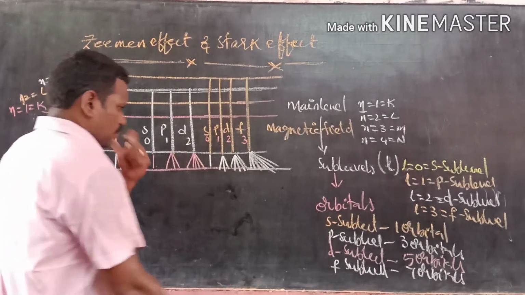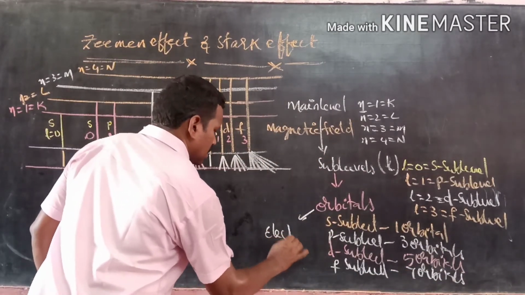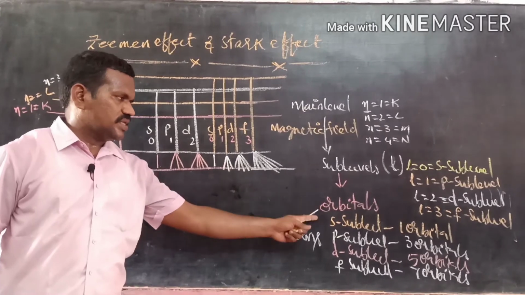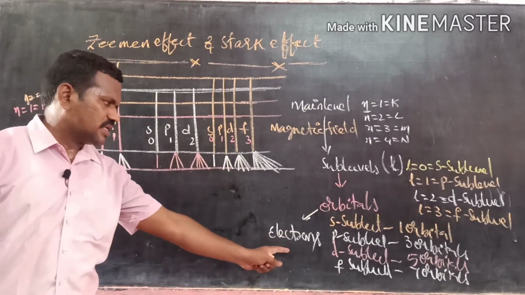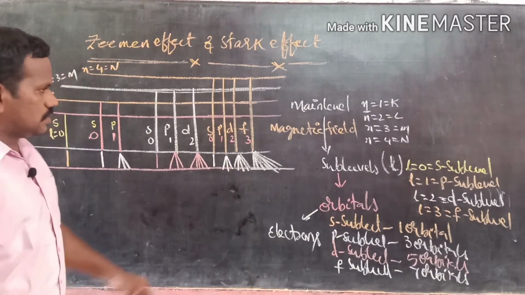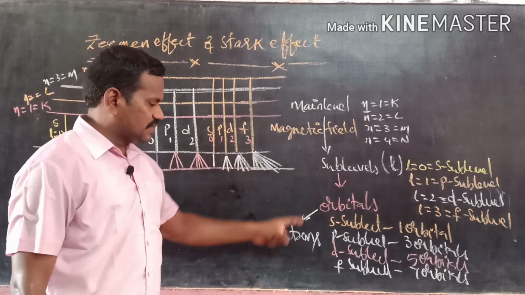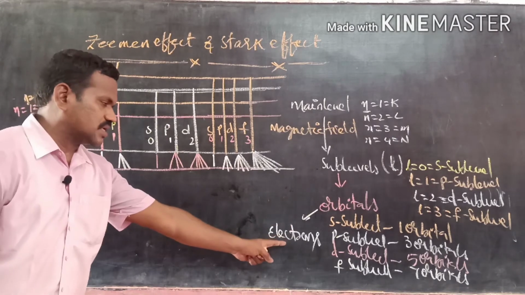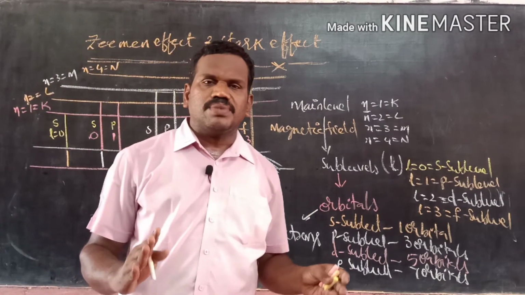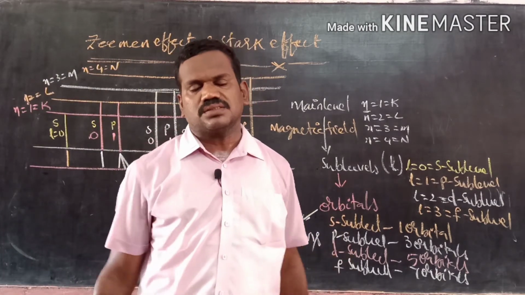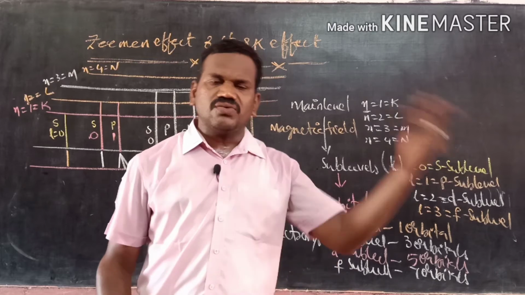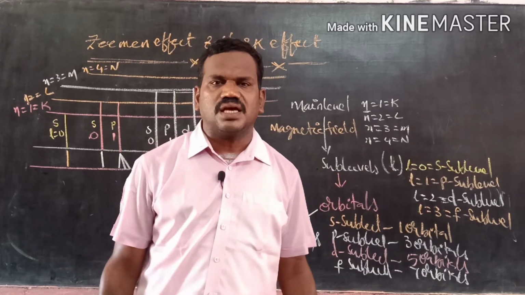Now let us consider the fourth step. After the orbitals, electrons are accommodated. This means main levels are divided into sublevels, sublevels are divided into orbitals, and orbitals can accommodate electrons. Now how many electrons are there? The condition is that each orbital can associate with a maximum of 2 electrons. That is the rule. Later we may discuss why only 2 electrons are there in an orbital.